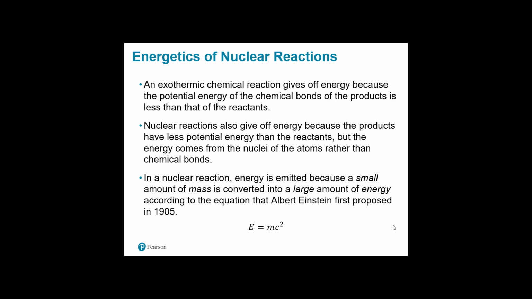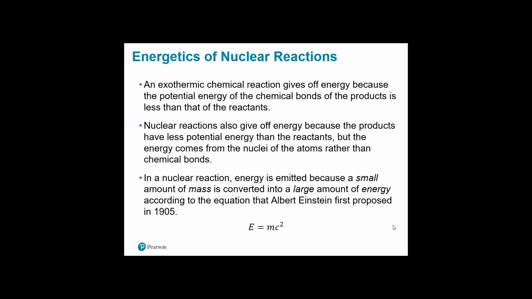So let's get started. When we look at a chemical reaction, one not covering nuclear reactions, that is exothermic, it gives off energy. And this energy comes from the bonds between the atoms. Specifically, the chemical bonds in the products are overall more stable, which means they have less potential energy than the bonds in the reactants.